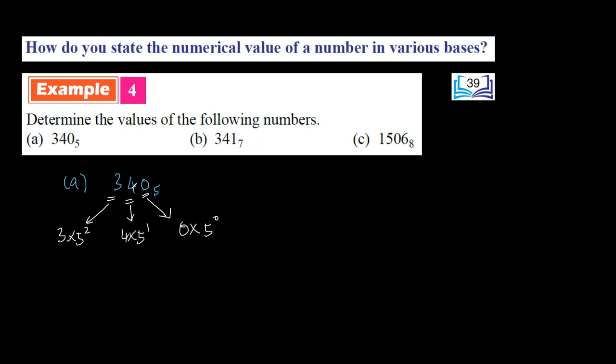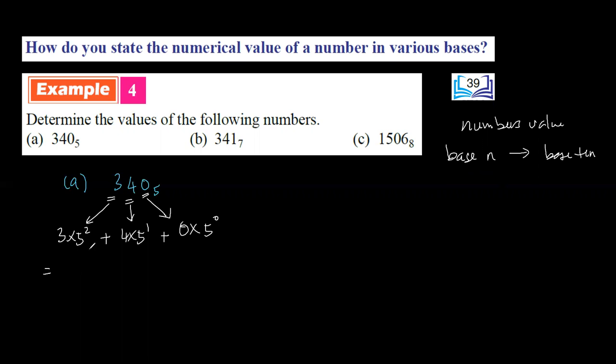So for this number, 340 base 5 and its number value, we have to add them up together. And this is how we convert other bases into the decimal system. The number value actually means converting from other base n to base 10. It is a process from base n to base 10. When we say values, we always say the values in base 10.